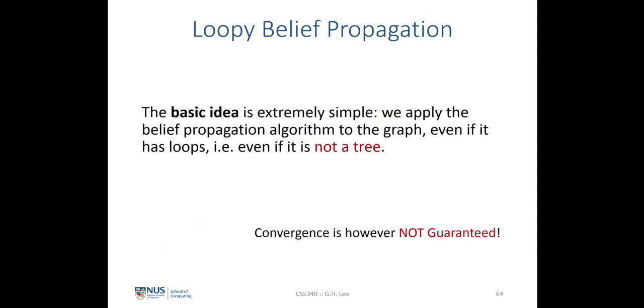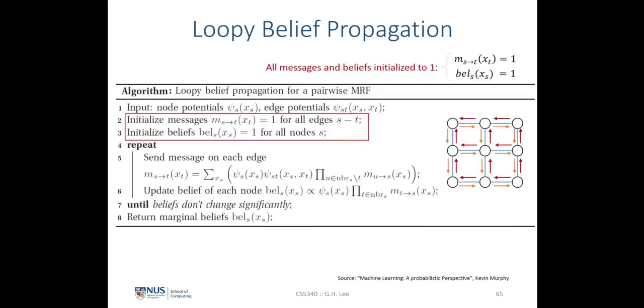So the idea is actually very simple. We'll just apply belief propagation, message passing, otherwise known as the sum-product algorithm, to the graph. Despite the fact that it has loops, we'll simply ignore the loops and treat it as if it is a tree, and we'll do message passing as usual. So the pseudocode for loopy belief propagation on a pairwise Markov random field is given as follows.